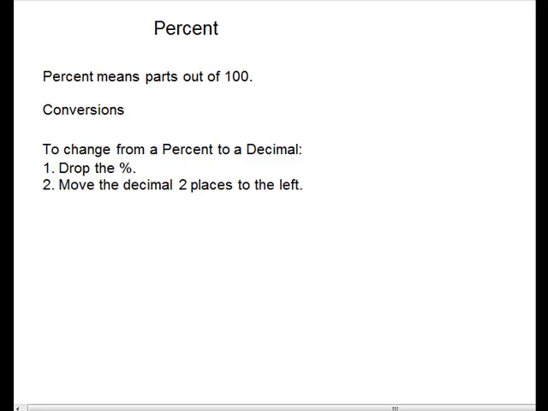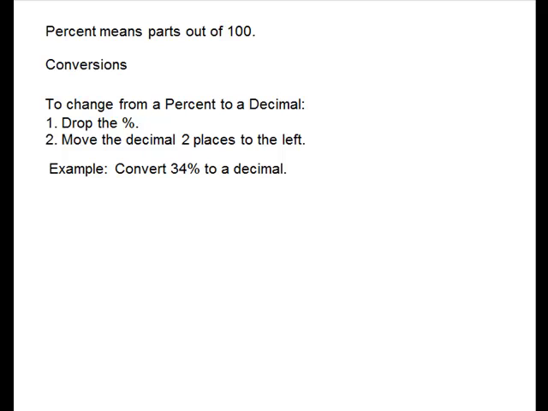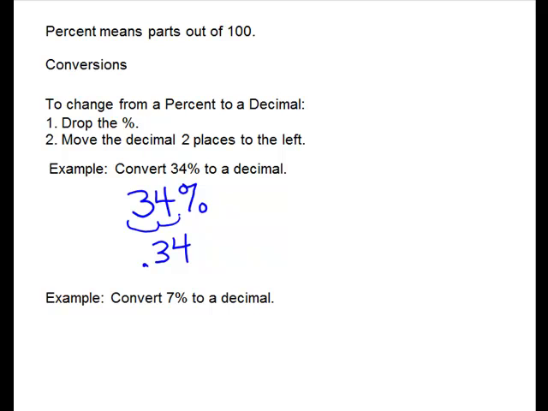Next, we will change from a percent to a decimal. You drop the percent and move the decimal 2 places to the left. For our next example, we will convert 34% to a decimal. So we're going to drop our percent symbol. Let me write up bigger. That's what we have. So we'll drop the percent symbol off and move the decimal 2 places to the left. If you don't see the decimal, remember it's at the end. So we will have 0.34.